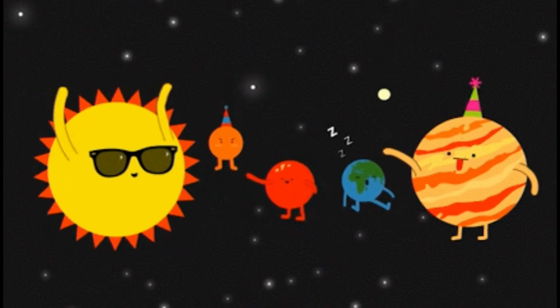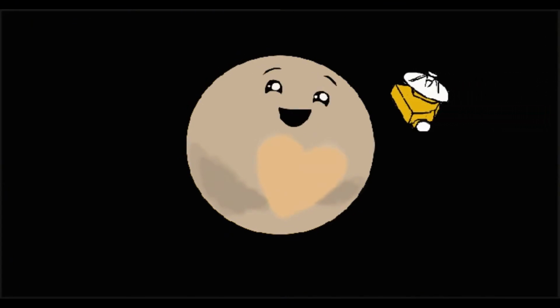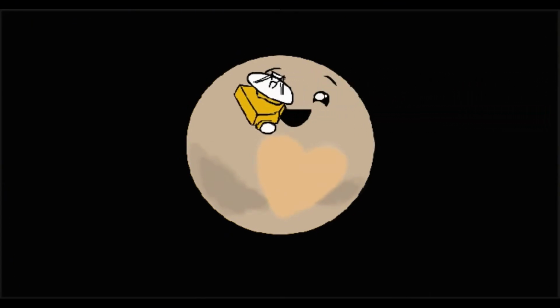One of these dwarf planets is the planet Pluto, which is located farthest from the Sun.